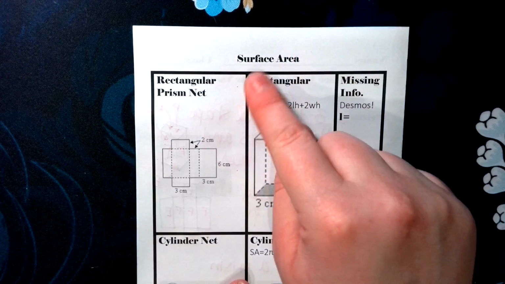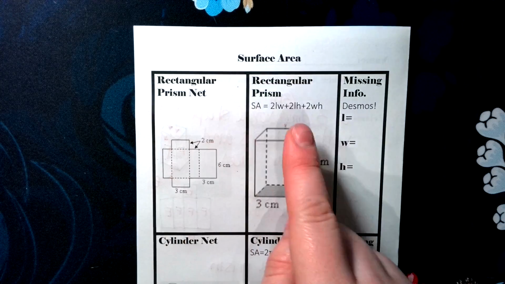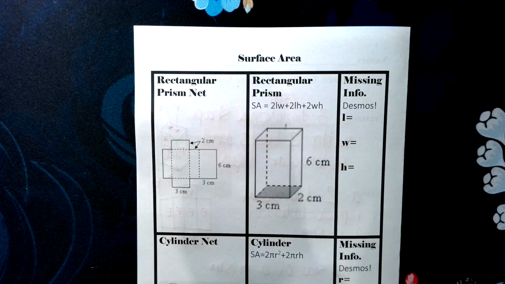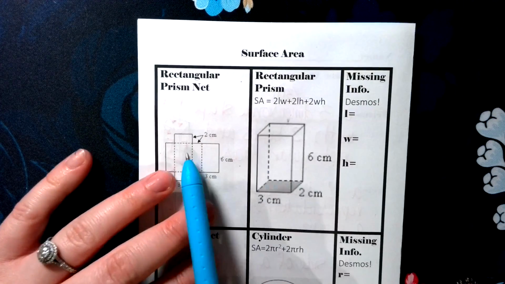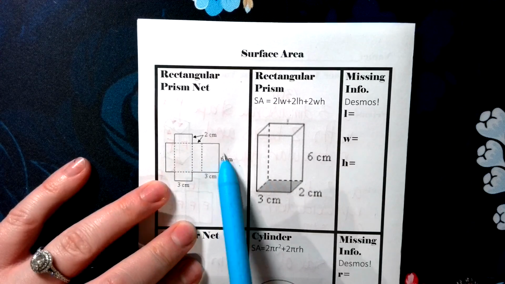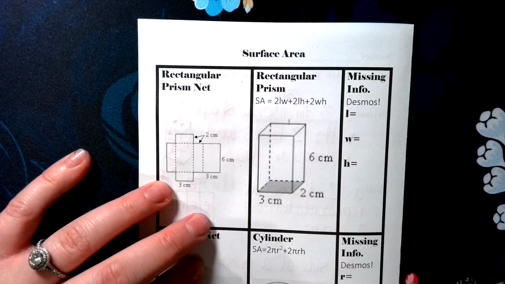Now on the inside, we're going to calculate surface area. Again, surface area is how much stuff is on the outside of my shape. There's two different ways that you can calculate surface area. The first way is if you take a net, you can figure out the area of each of the shapes and just add them all together.